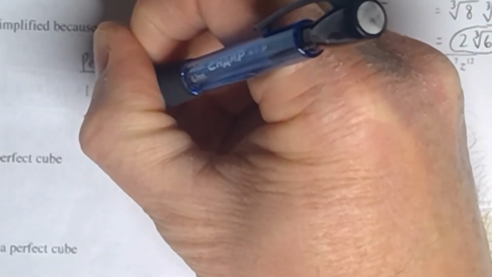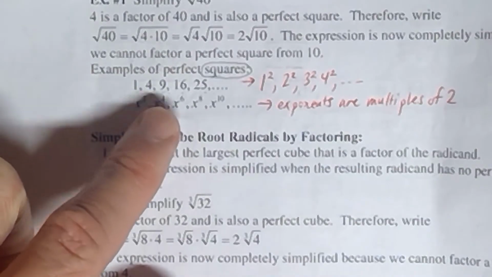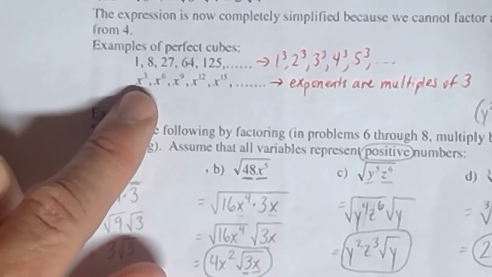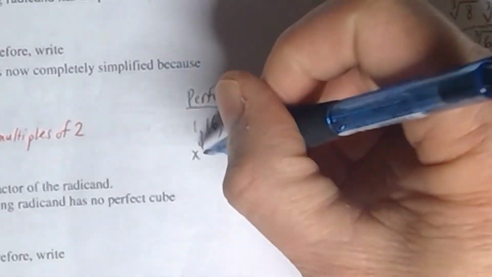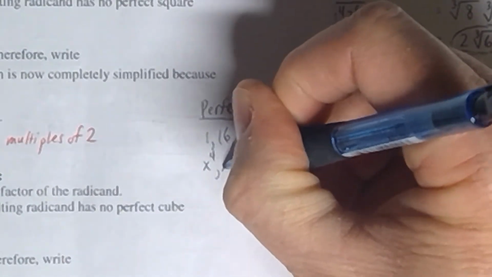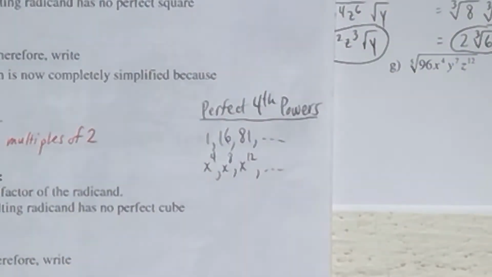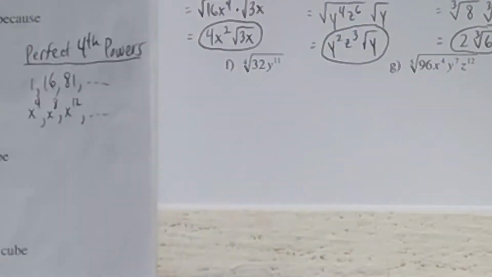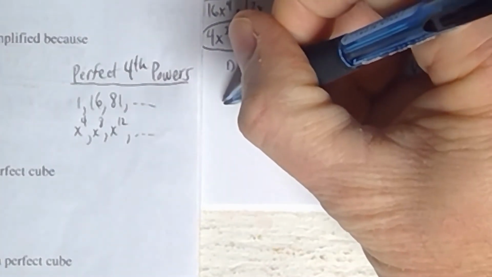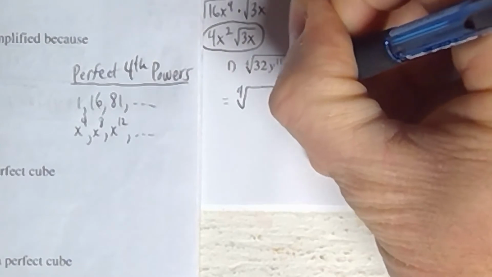For the x's, remember for a square we had multiples of 2 right here: 2 times 1, 2 times 2, 2 times 3. The cubes was 3 times 1, 3 times 2, 3 times 3. Well, it'd make logical sense then that our exponents here with the 4th powers would be 4 times 1, 4 times 2, 4 times 3, and so on. So that is the list we look at now. Otherwise, the process, once again, is exactly the same as it was in the previous problems. You're just looking at a different list, that's all.